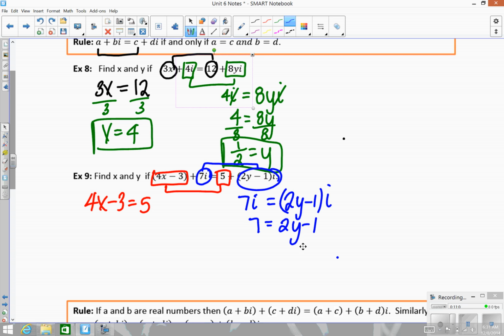And then I'm going to solve these. I'm going to go ahead and finish this one up. So add 1 to both sides. So we have 8 equals 2y. Divide everything by 2. We get 4 for y.